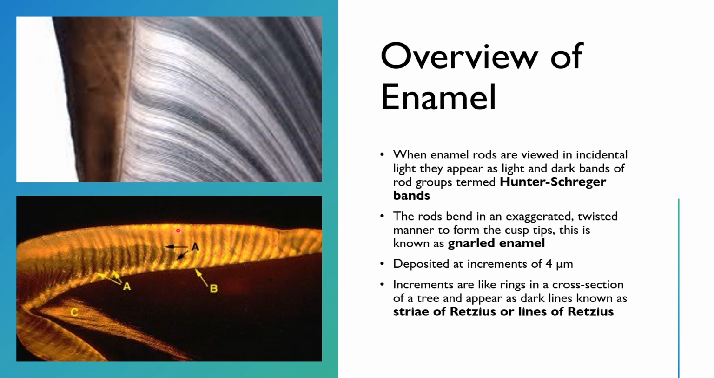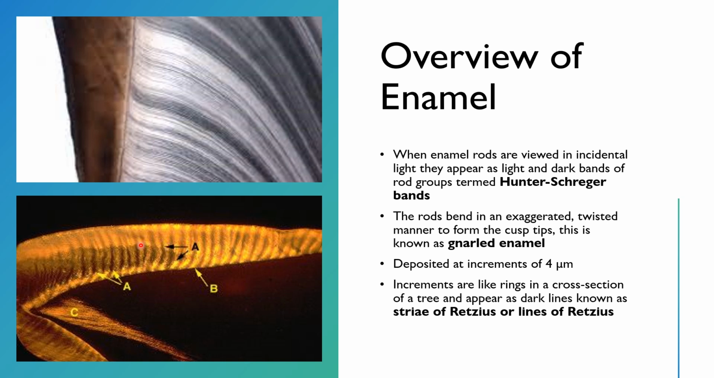So those light and dark bands of all of the enamel rod groups are called Hunter-Schreger bands. Now, these rods, like I said, they're bending and twisting as they are laid down and deposited throughout the tooth. So as they start to make their way towards the cusp, and these two pictures here don't quite show the cusp of the tooth, but we will look at another one.